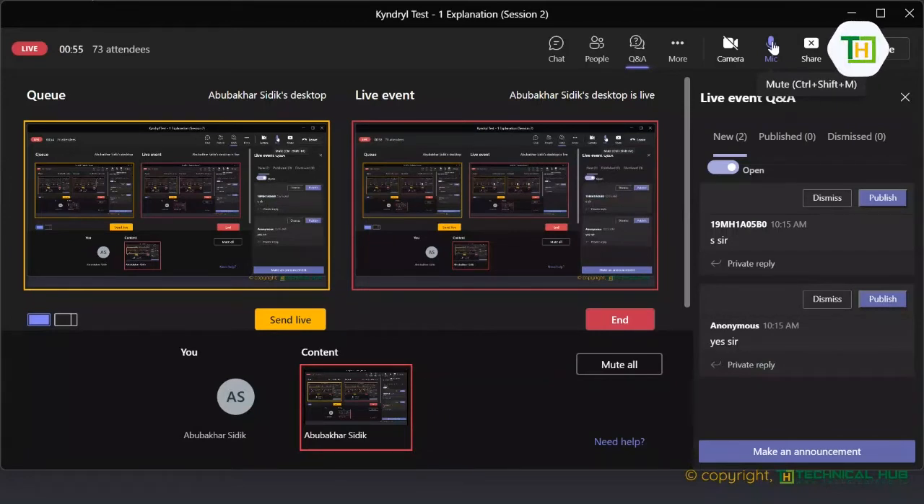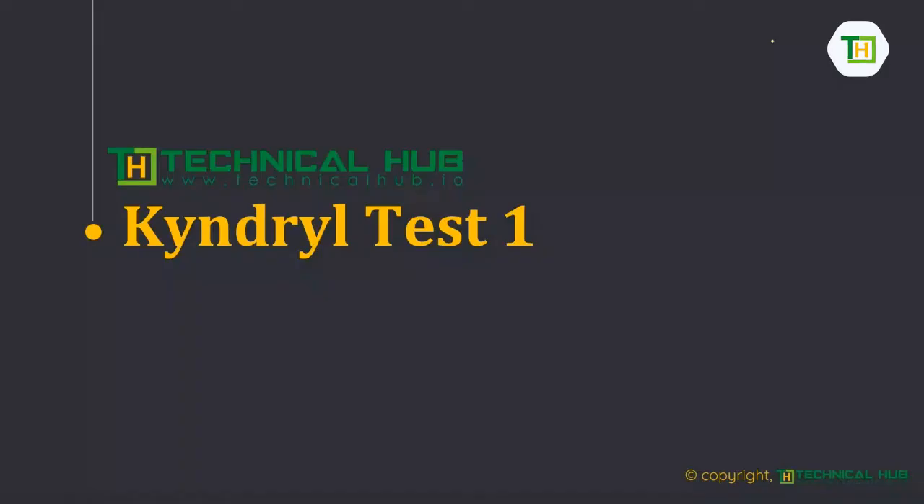In this session, I'm going to discuss Kyndryl test 1. Actually, we don't have an aptitude section in Capgemini and Kyndryl, but we are including it, so it is helpful for the DXC test. Moving to the first question.